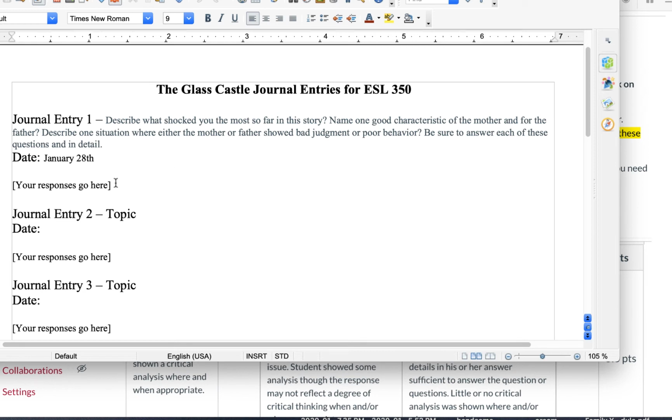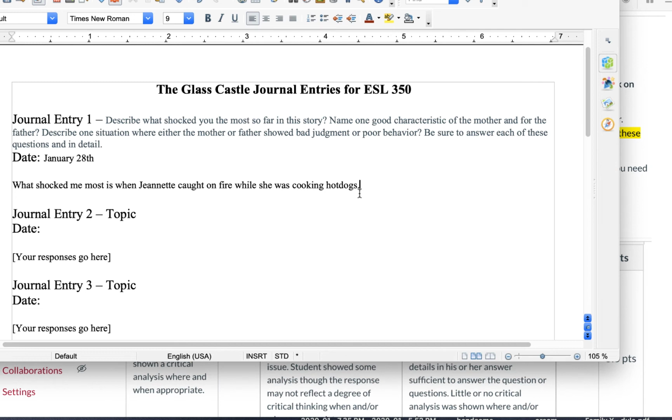So you're going to type your response here. So you just get rid of that. And so you start typing. What shocked me most is when Jeanette caught on fire while she was cooking hot dogs. Or whatever shocked you. This was just an example. And I'm going to give more detail. I'm not going to give it all here, but I'm just giving you an example. What was happening? Why was she doing that?